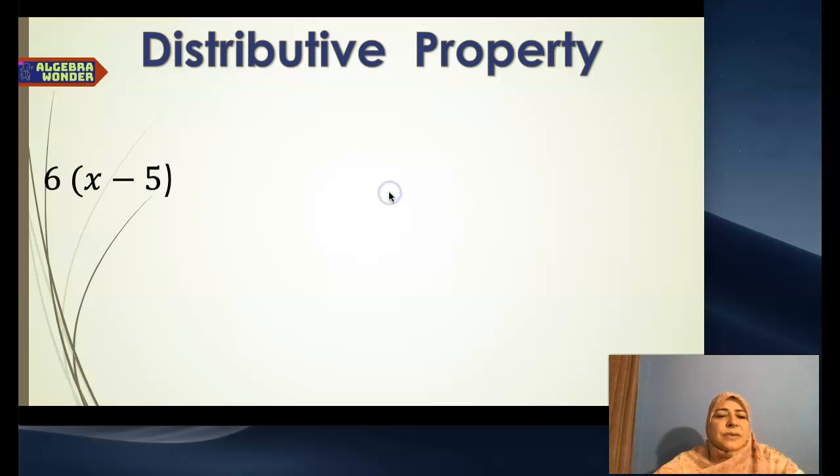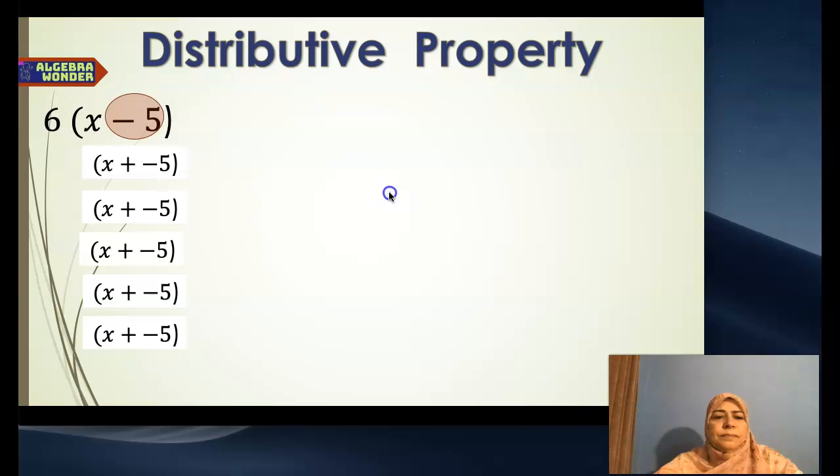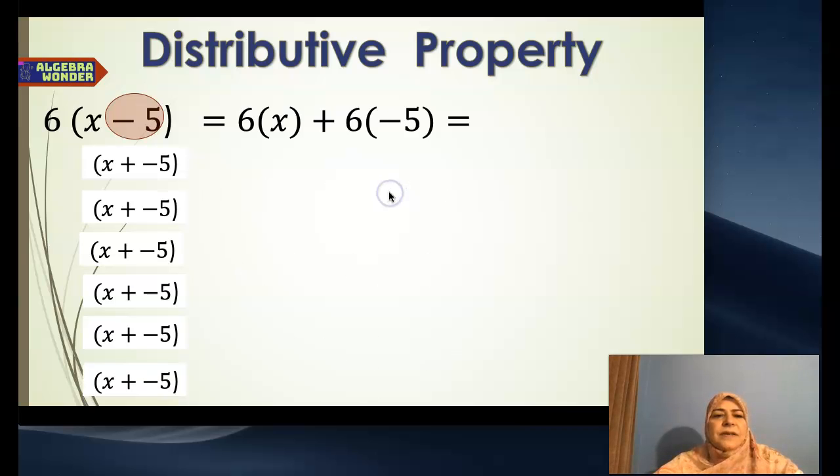So let us go through some of the misconceptions. Sometimes students get confused when we have negative numbers. So again, I have 6 groups of x minus 5. And again, subtraction is just adding a negative number. So I have x plus negative 5. I have 6 groups of those. Now you can see how many x's I have. So I have 6 groups of x, which is 6x. And I have 6 groups of negative 5, which is negative 30.